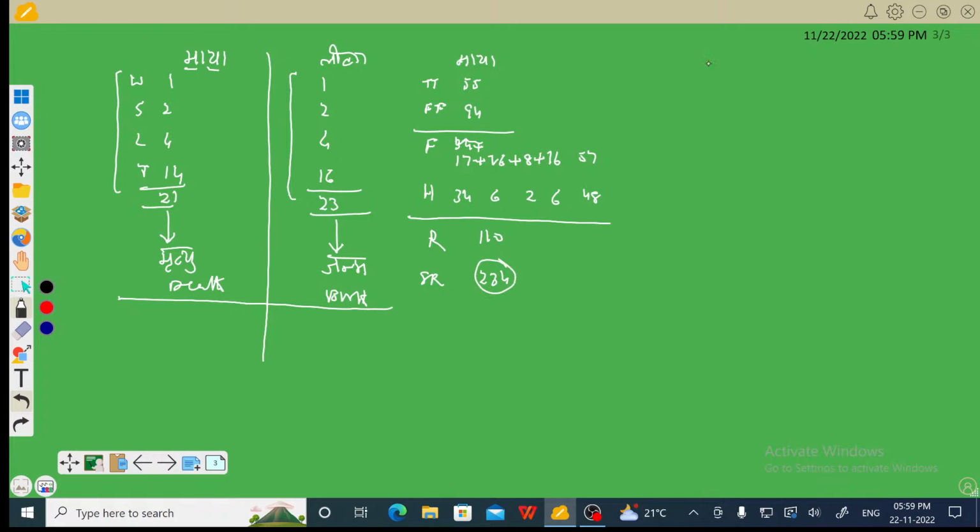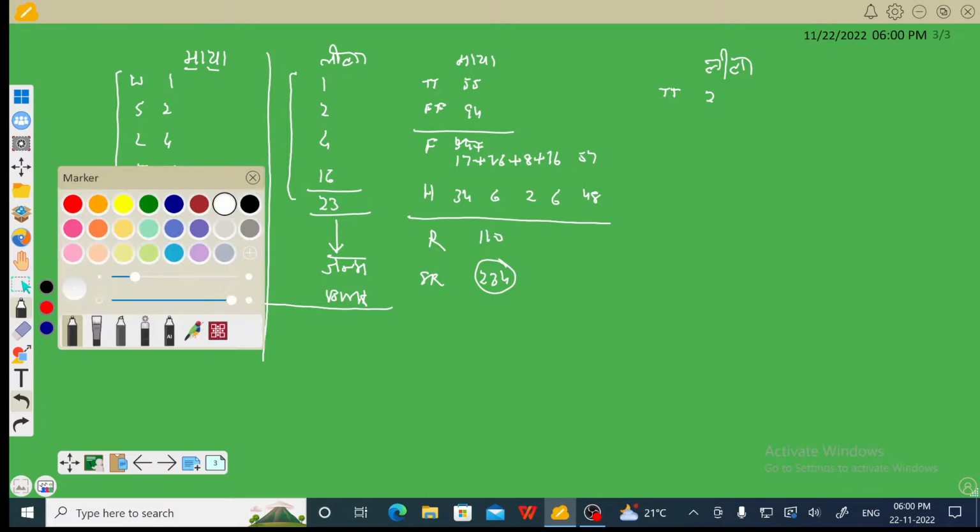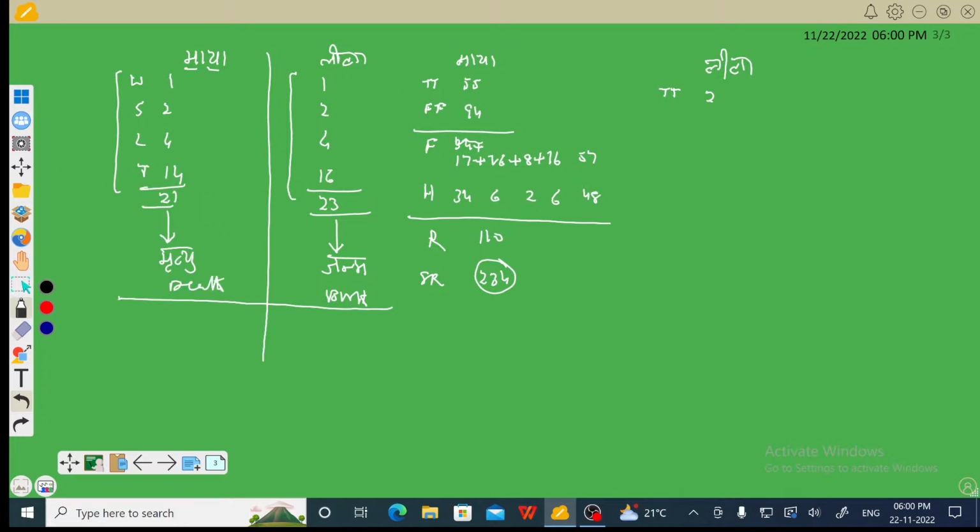In respect of Leela, these 6 formulations as TT is equal to 25, and as FF it is 80 and 1696. As F, it is going to be 15 plus 12 plus 15 plus 16. It is 58.